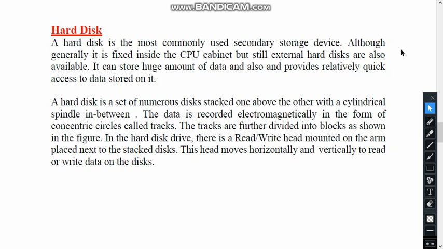The hard disk is already available, but in some cases we use an external hard disk to store a huge amount of data. Basically, here we have numerous disks kept one over the other like a stack, which gives a cylindrical spindle in between, and the data is stored electromagnetically in the form of concentric circles called tracks. Then these tracks are further divided into blocks.